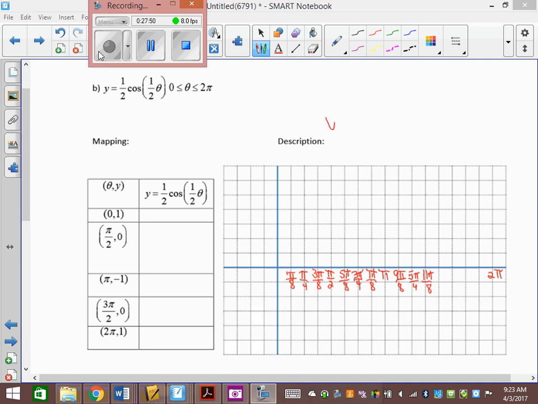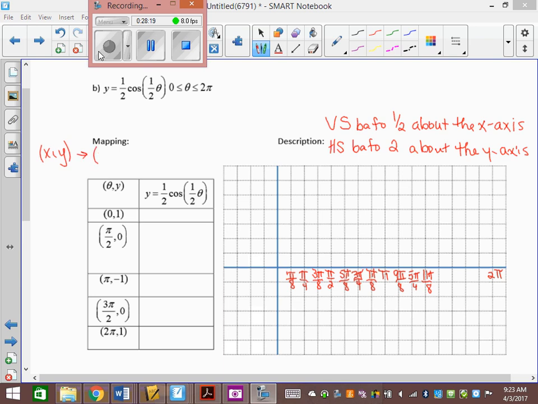Okay, we have a vertical stretch by a factor of 1 half about the x-axis. We have a horizontal stretch by a factor of 2 about the y-axis. So our mapping, our x, y, is going to become 2x and 1 half y. So 0 times 2 is still 0, and then 1 times a half is a half.